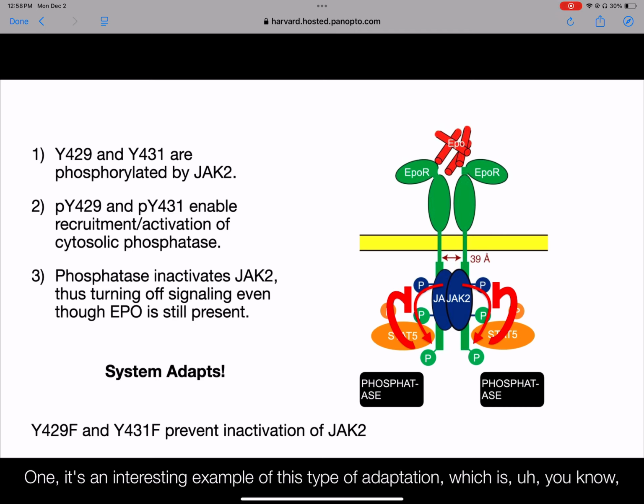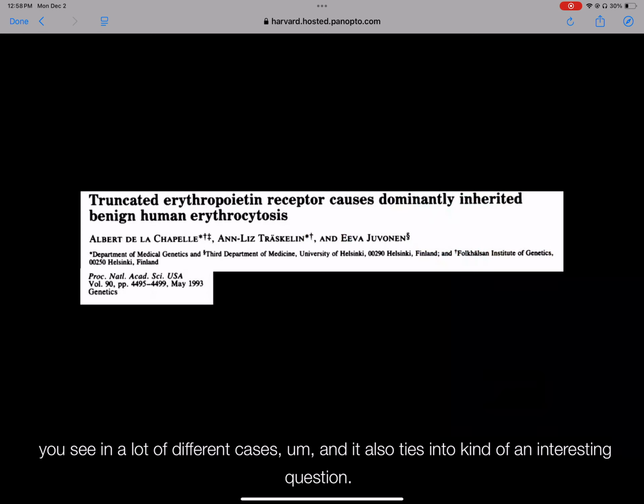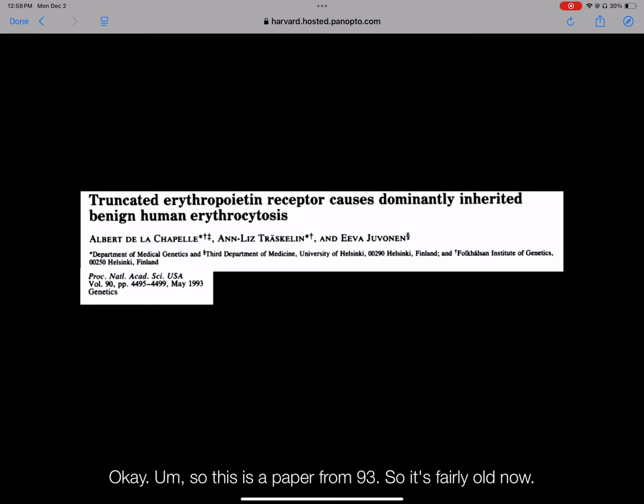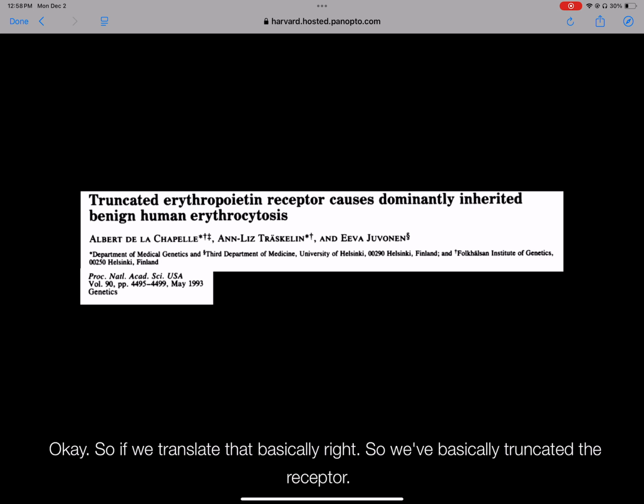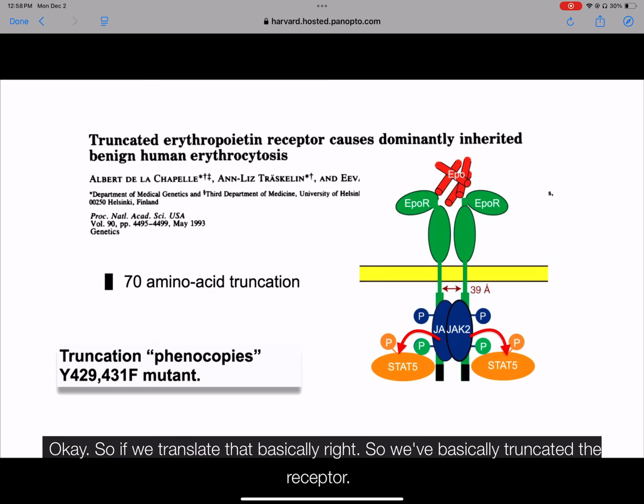One, it's an interesting example of this type of adaptation, which you see in a lot of different cases. And it also ties into an interesting question. So this is a paper from '93, so it's fairly old now. It says truncated erythropoietin receptor causes dominantly inherited benign human erythrocytosis. So if we translate that, we basically truncated the receptor.